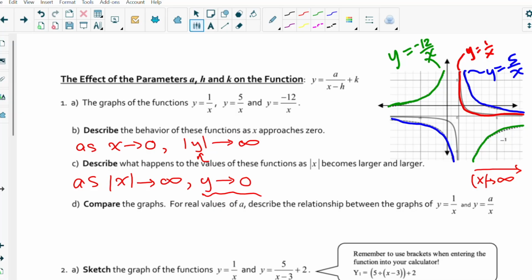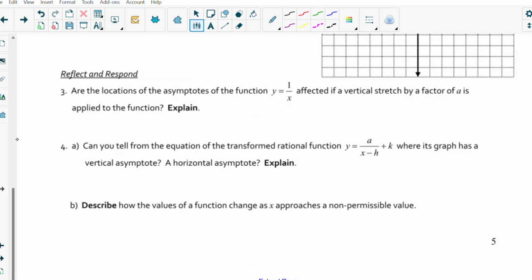Green graph, same thing. Okay, x approaches infinity this way, absolute value of x. So y also approaches 0. So y goes that way. Okay, so that works. All right, letter D. Compare the graphs for any real value a.